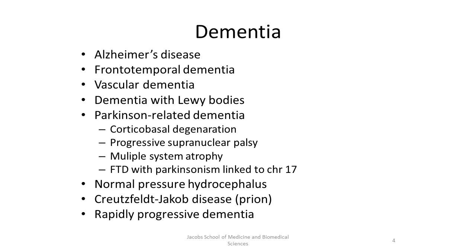We have to rule out normal pressure hydrocephalus because it requires a different type of treatment approach. We have to think about CJD or Creutzfeldt-Jakob disease. And then there's a whole list of rapidly progressive dementias. If you come across a rapidly progressive dementia that occurred over a few weeks, then that person actually needs hospitalization and an intensive workup.